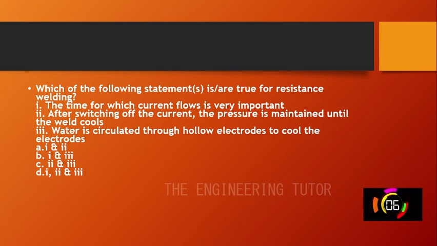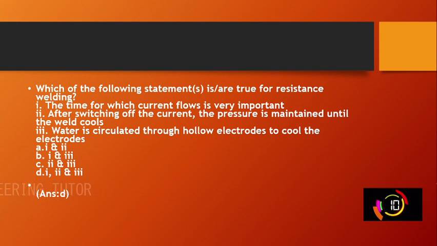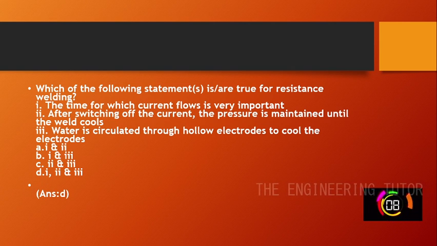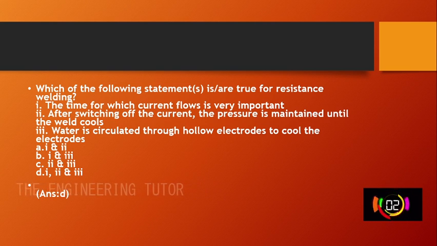Each of the following statements are true for resistance welding. So we are actually coming to the answer. Actually, sentences number 1, 2, 3 are true for resistance welding. That is, the time for which the current flows is very important. After switching off the current, the pressure is maintained until it cools. Water is circulated through hollow electrodes to cool the electrode. Most of them will neglect the third option, that is water circulation, but that we are not thinking about. Actually, water is circulated through the electrodes to cool the electrode.